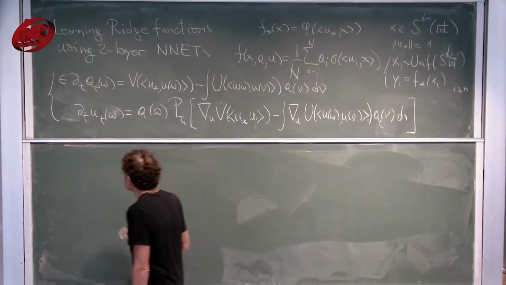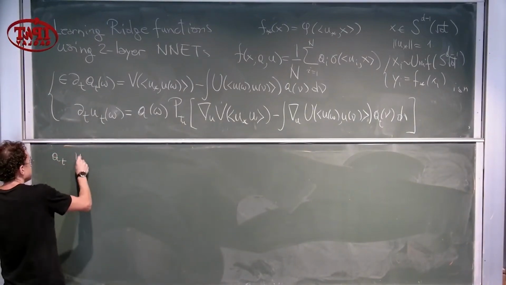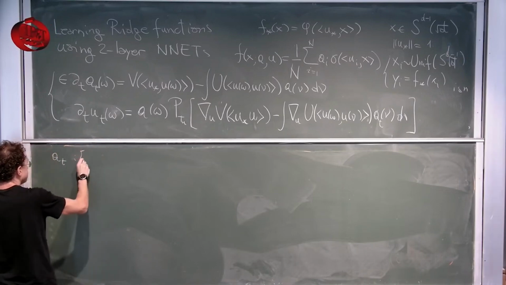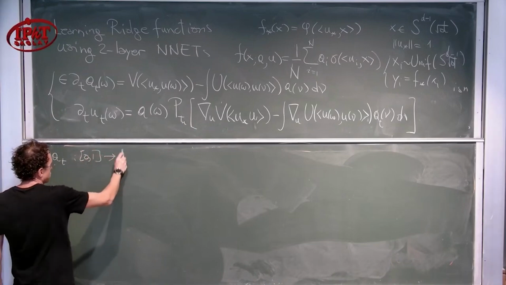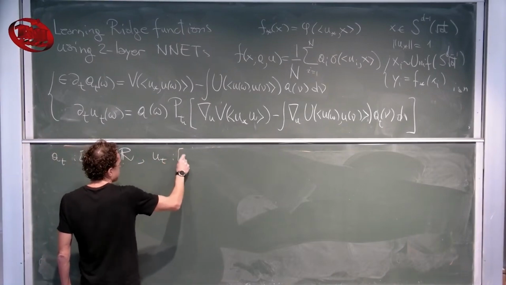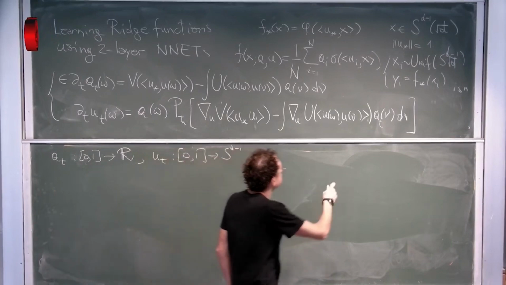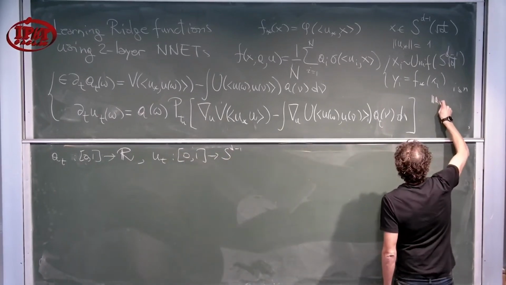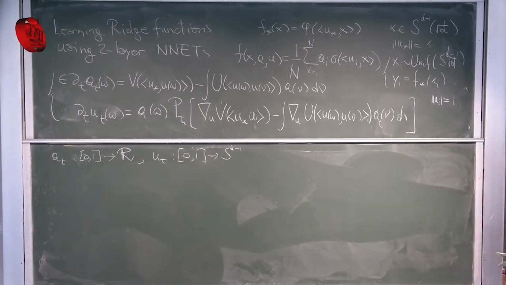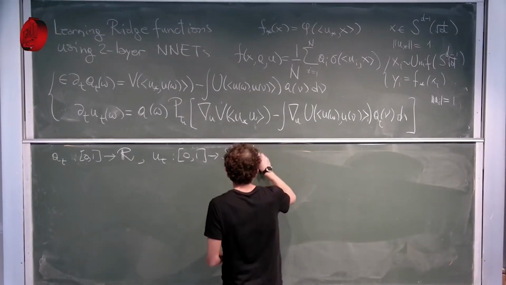Here is the dynamical system for the variables a_t and u_t that are functions. a_t is a function from the interval 0, 1 to the reals, and u_t is a function from the interval 0, 1 to the unit sphere. Here we're looking at this network with the first layer normalized. So this is an evolution that is parameterization invariant.